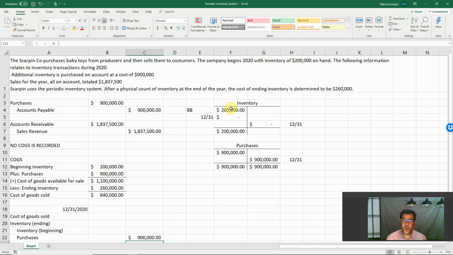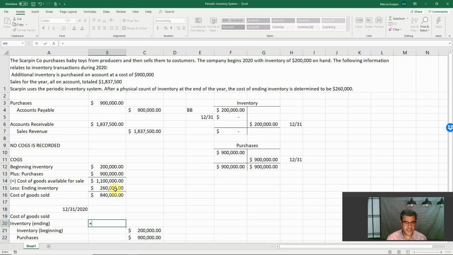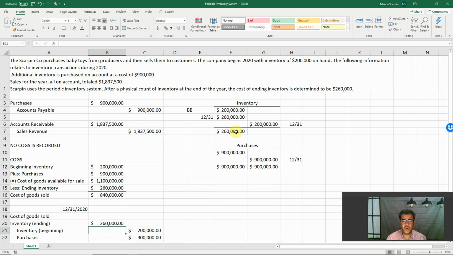We need to adjust our inventory. So we need to close these $200,000 here because we don't have this beginning inventory anymore. And our ending inventory, 260. That must be our ending inventory. So here, 260. That is our ending inventory. We're good. And what about the cost of goods sold? It is the number to balance it.